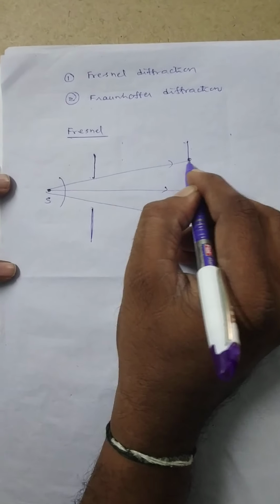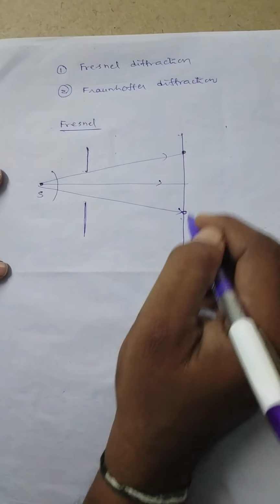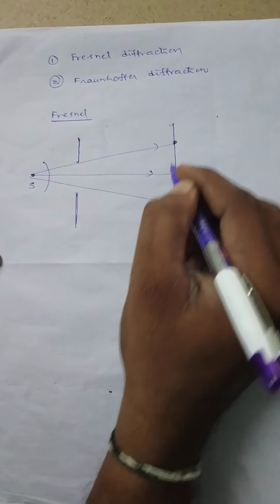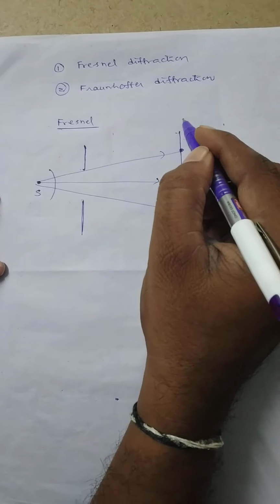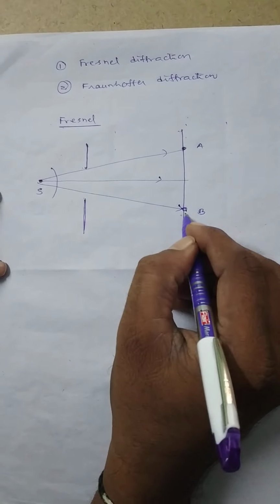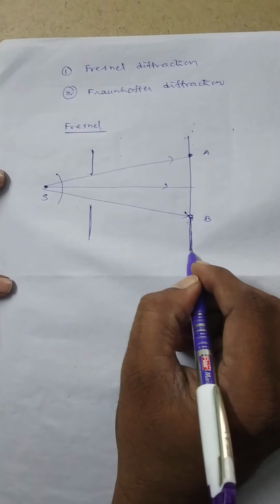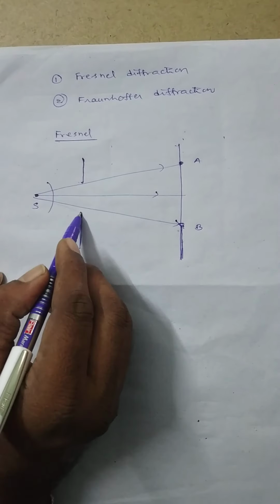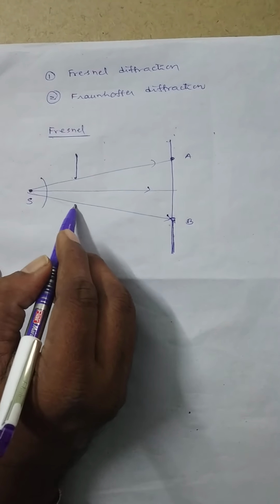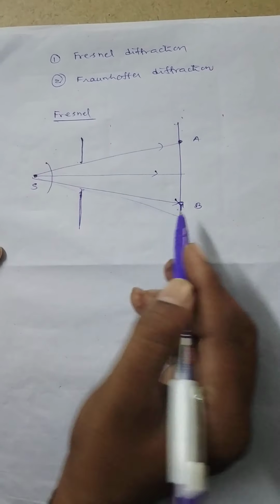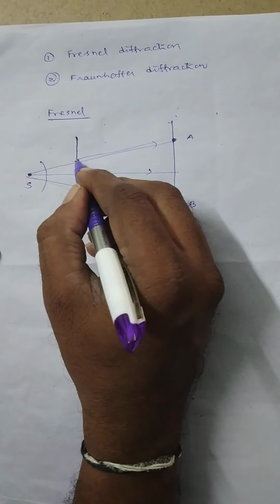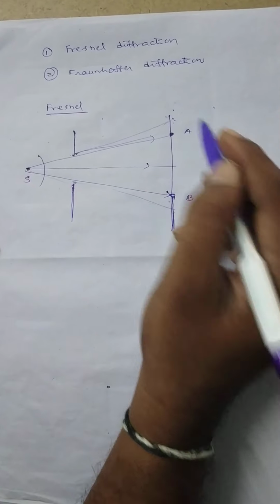So in between these 2 points there is a completely illuminated region. Above this point and below this point, A and B are the 2 points. Above the point A and below the point B, there is no completely dark region. That means the light will encroach at this edge and also bend at this edge, and also encroach within the geometrical shadow. Here also this light will encroach above the point A.